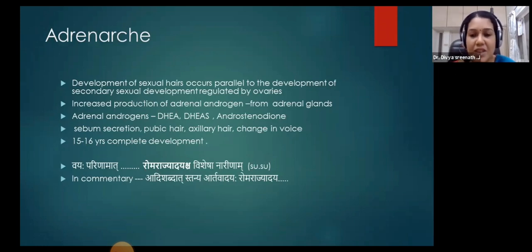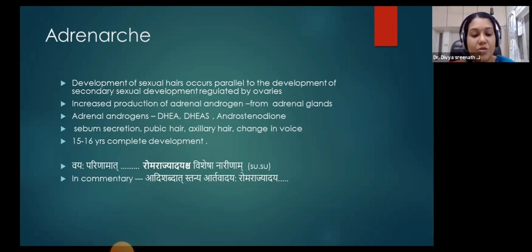Next is adrenarche. Adrenarche means that with the help of adrenal androgens, sexual hairs in the axilla and pubic region start to develop. Especially the adrenal androstenedione has a particular role in it.